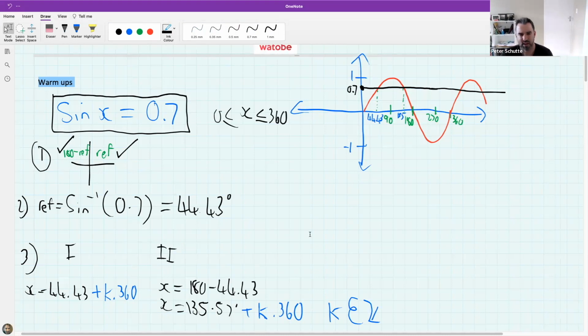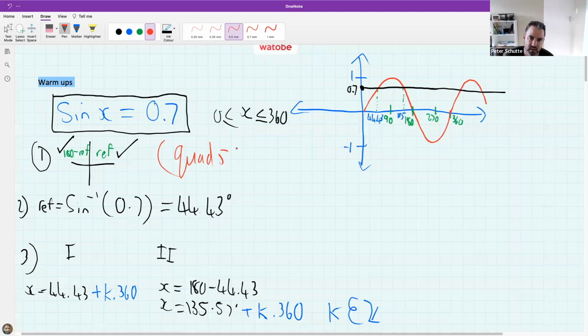Give me a thumbs up. I mean, I'm not expecting you to be perfect at this. We're still going to do lots of examples, but give me a thumbs up if you understand the 3-step process. Step 1, quadrants. So say quadrants, then it's reference angle, and then it's answer.